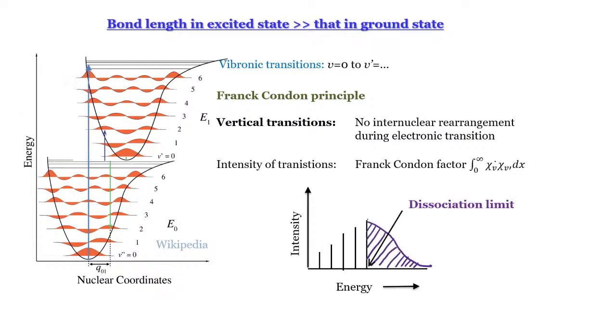One interesting thing that happens is that if the bond length in the excited state is significantly longer than the bond length in the ground state, then some transitions can actually take it to the dissociation limit. And then you are going to have discrete lines followed by a continuum. And the energy at which that continuum begins is called the dissociation limit, which means excitation beyond that energy is going to lead to dissociation of the, well, we are talking about diatomic molecules at the moment.